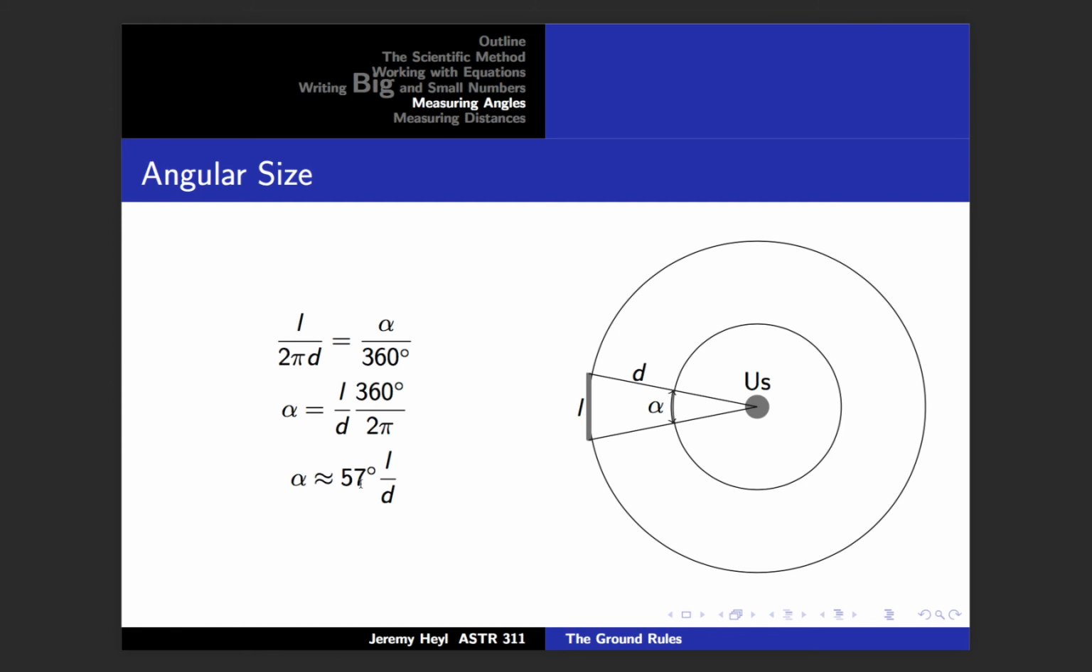So let's think about what this means. An object that is physically bigger at a given distance will appear larger. It'll have a larger angle. On the other hand, if I take something of a given size and I move it further and further away, it appears smaller and smaller and smaller. This is something probably all of you have in your everyday experience. You understand it, right? But now you have an equation for it, the precise relationship between these different quantities.